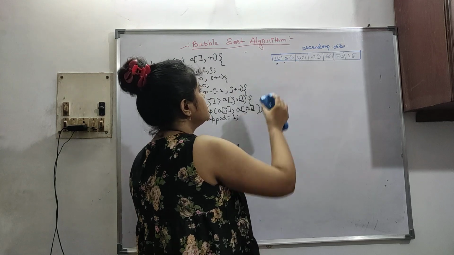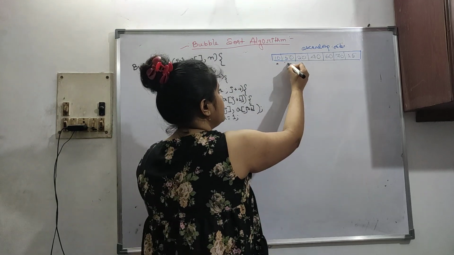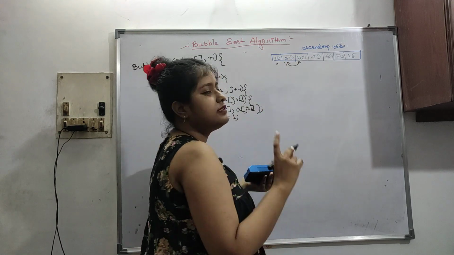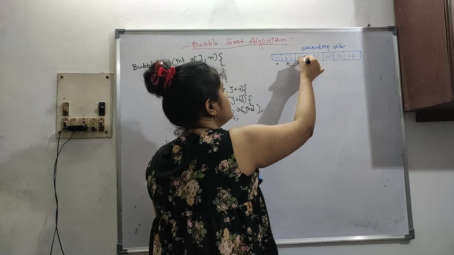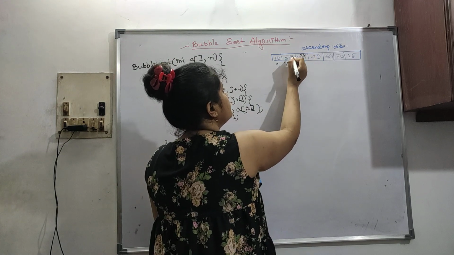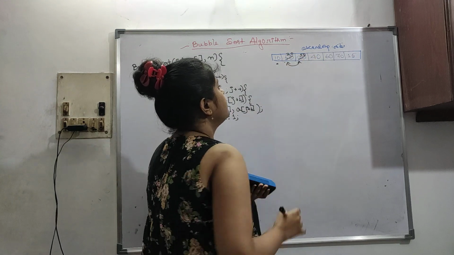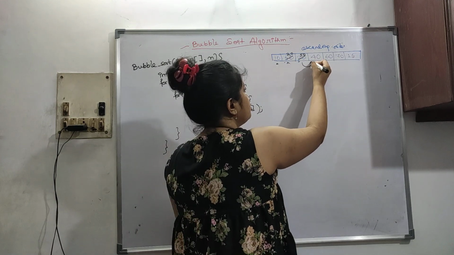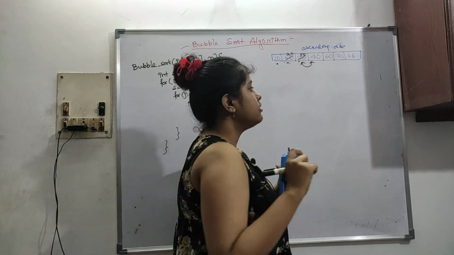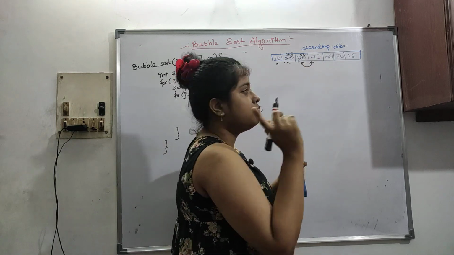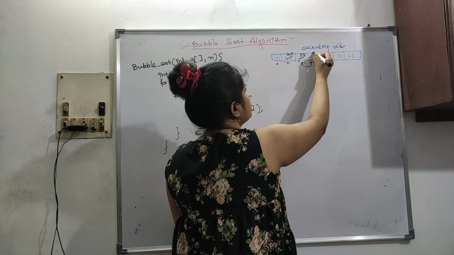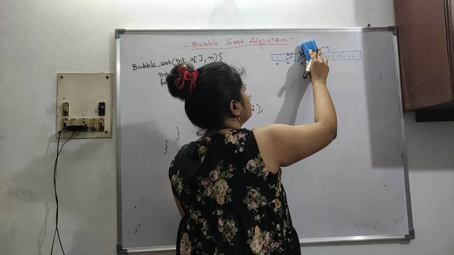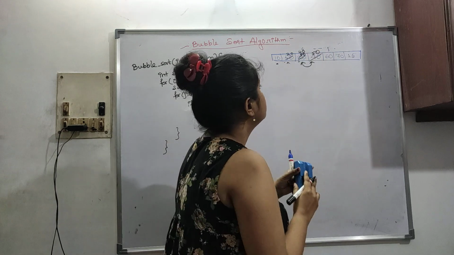So this is done. Next is 50 and 20. 50 is on the left and 20 is on the right, but 50 is greater than 20, so they are swapped: 20 comes here, 50 comes here. Now the next pair is 50 and 40. 50 is greater than 40, so we have to swap: 40 comes here, 50 comes here. I'm rubbing this out so it will be easier to see.